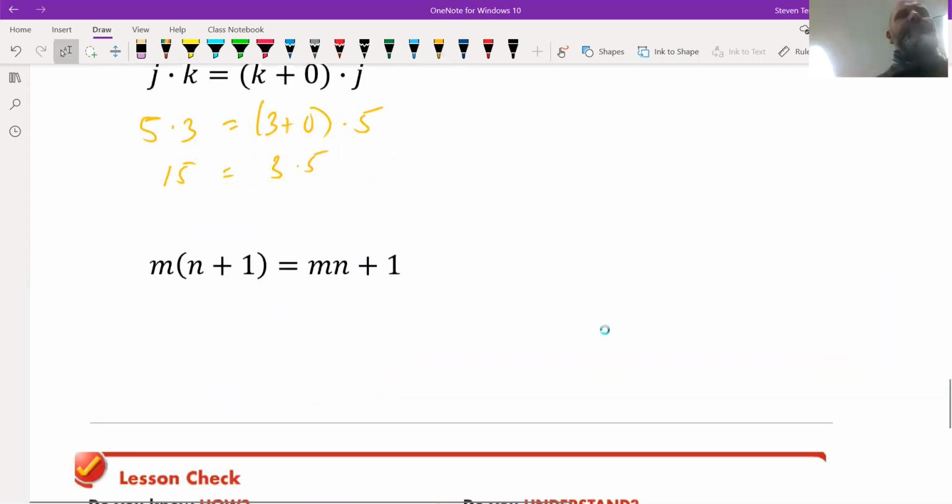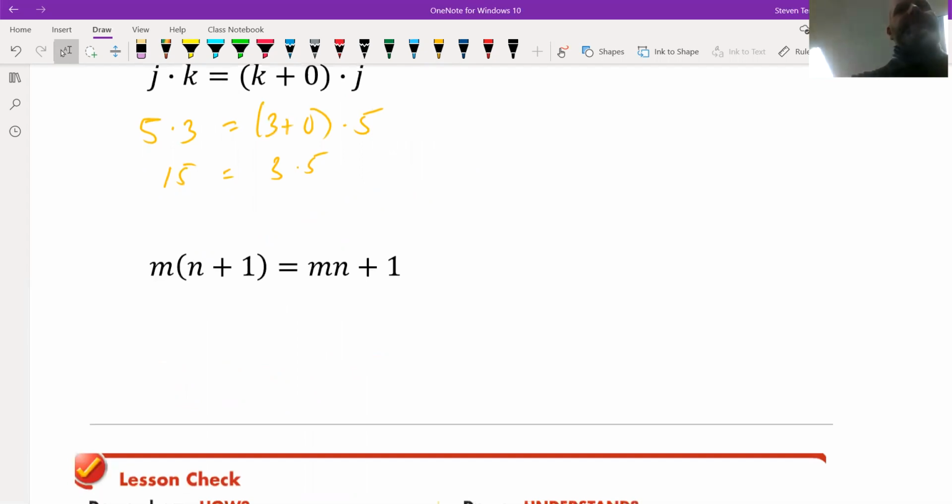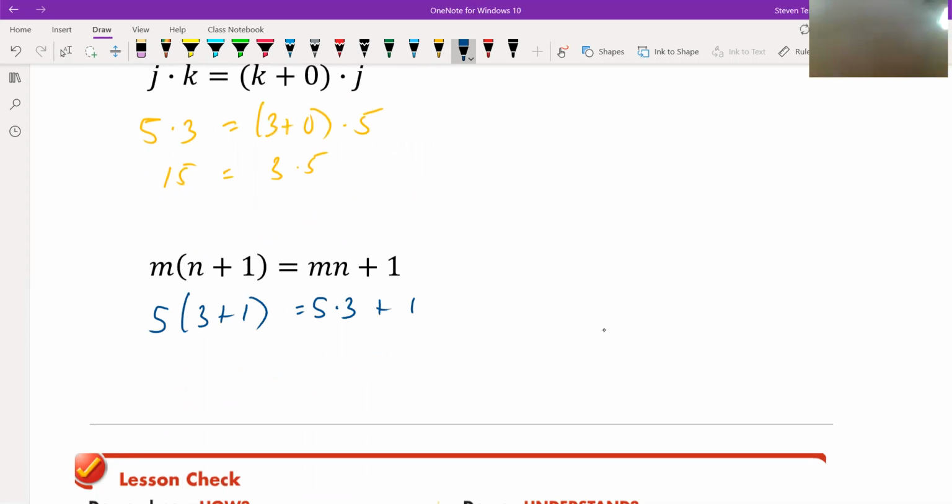Let's look at our final example here, and I'll just continue using the same numbers. I'll put my 5 right here. I'll put a 3 plus 1 equals 5 times 3 plus 1. So on the left-hand side, I'll take the 3 plus 1 is 4, and then times it by 5 is 20. Excuse me. On the right-hand side, I have to multiply first, which is going to be 15. 5 times 3 is 15, plus 1 is 16.